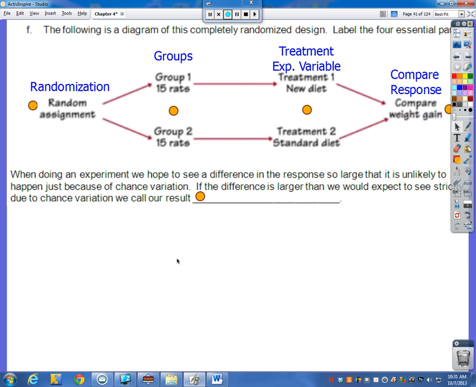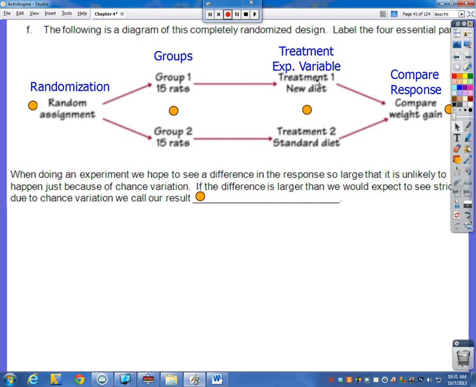to compare. So when doing an experiment, we hope to see a difference in the response so large that it is unlikely to happen just because of chance variation. All right. Now, when we come back and we compare the instant breakfast to the standard diet, there's probably going to be a difference. Okay. Now, is the difference large enough that the reason why there's a large difference is because of the instant breakfast? Because if we give them a standard diet, that's our baseline that we're comparing to. Is the standard diet truly different than the new diet? And so there is a chance that if the difference is small enough, that it's just chance variation.